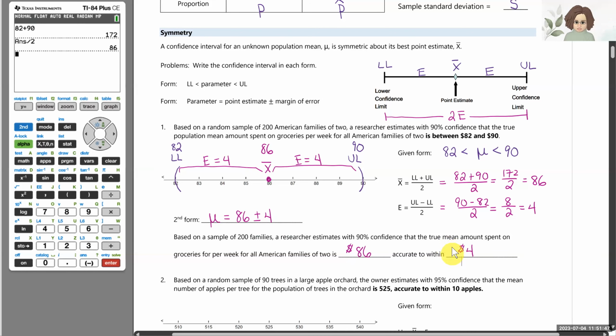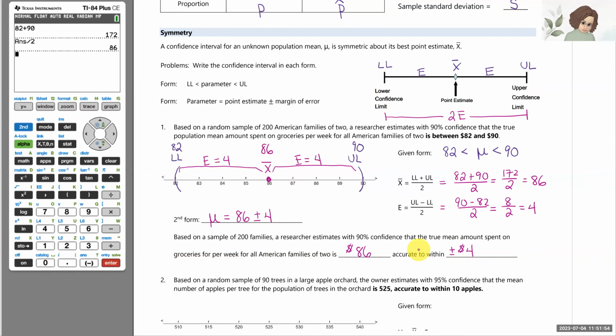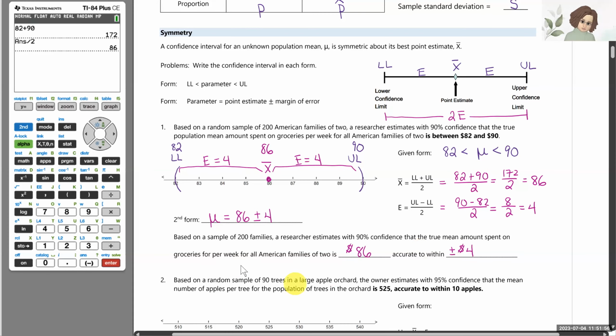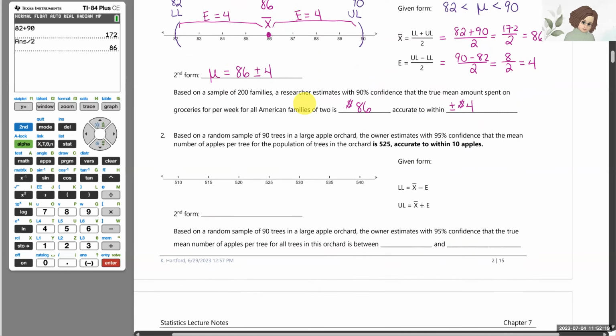And we don't usually write the plus or minus in front here, but you'll see it written that way sometimes. So you're welcome to put the plus minus in as a reminder if you would like, but within does mean plus or minus. Okay, so that's how we go from the form lower limit, upper limit to the second form where we have the point estimate plus or minus the margin of error. And then let's go the other direction. So let's see how we start with the other form first.